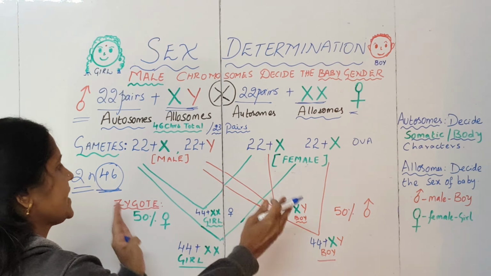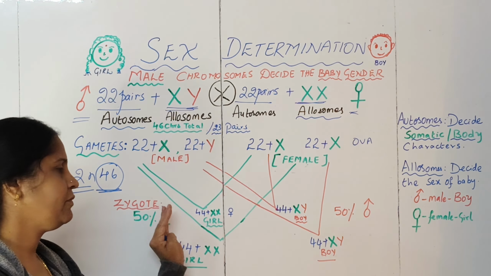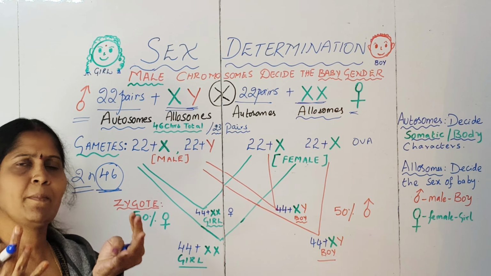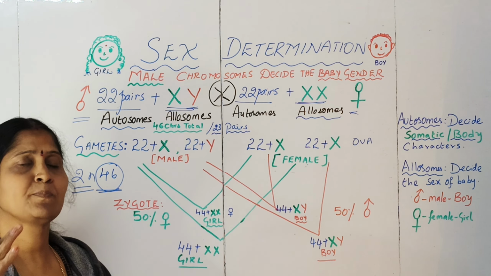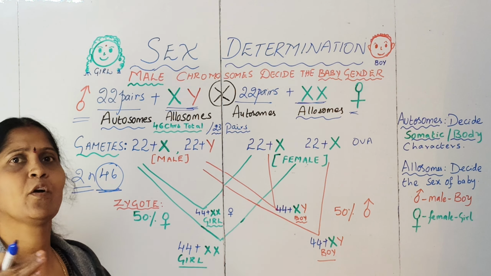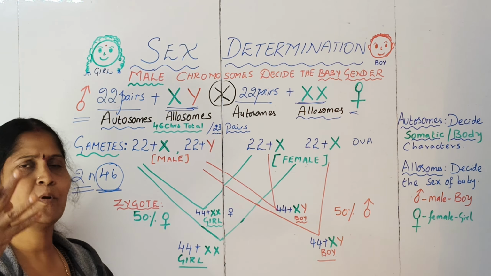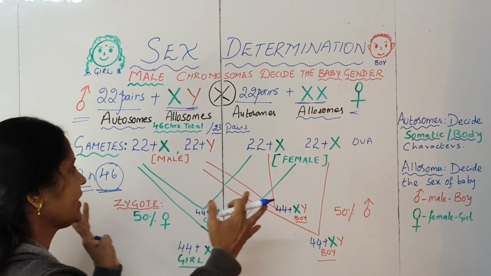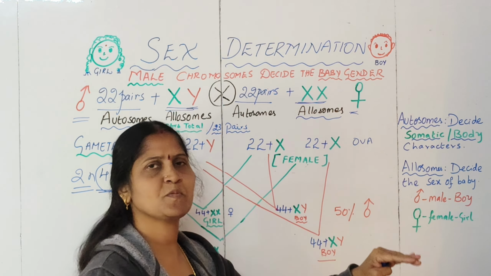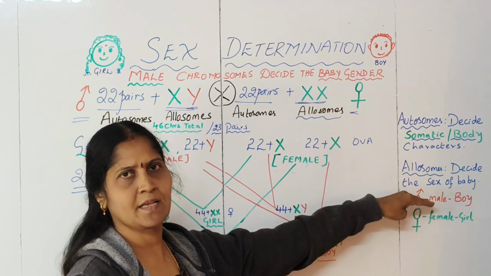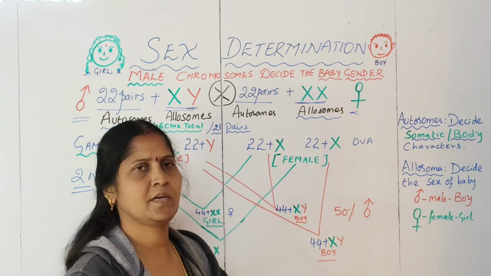So like this, the sex chromosomes will decide the baby to be a boy or a girl, and there will be 50% chances that the baby that is to be born becomes a boy or a girl, depending upon the genetic constitution of the sperm that is contributed by the father. So like this, it is all decided. Autosomes will decide the somatic or body characters, and allosomes will decide the sex of the baby. These are the sex determining chromosomes. The male symbol is this and the female symbol is written like that.